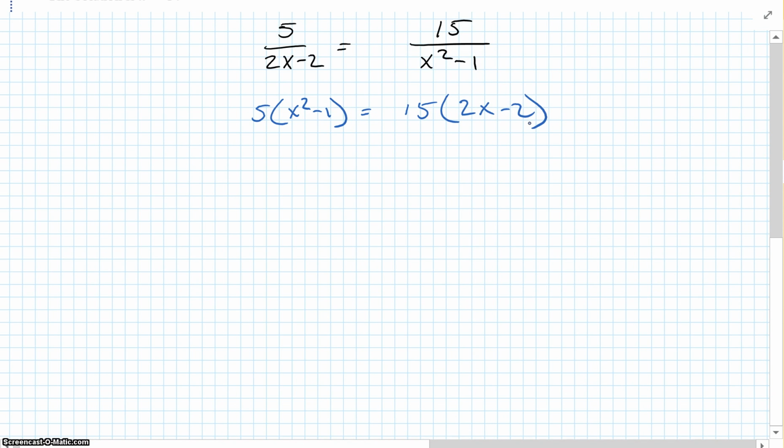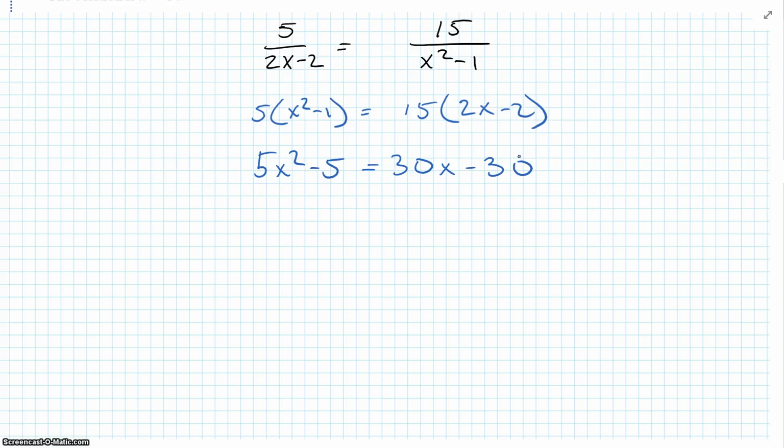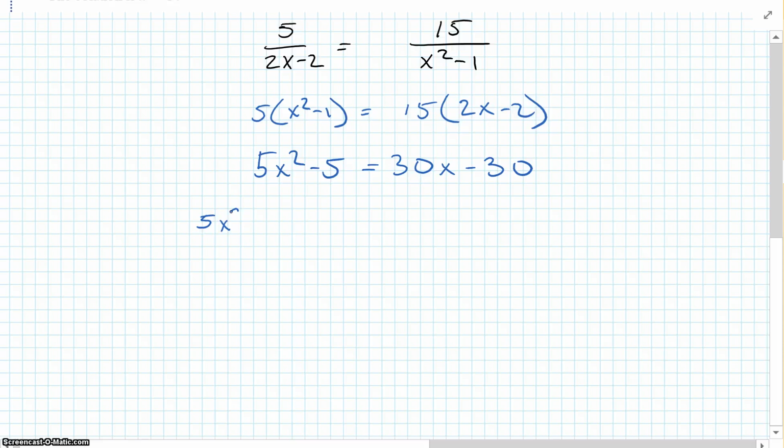Notice I didn't simplify this right off the bat, and we could have, but let's just go this way. 5x squared minus 5 equals 30x minus 30. Let's get everything to one side of the equation, set equal to 0. Isn't that how we solve quadratics? So I have 5x squared minus 30x minus 5 plus 30 equals 0. See what I did to both sides is I subtracted 30x and I added 30.